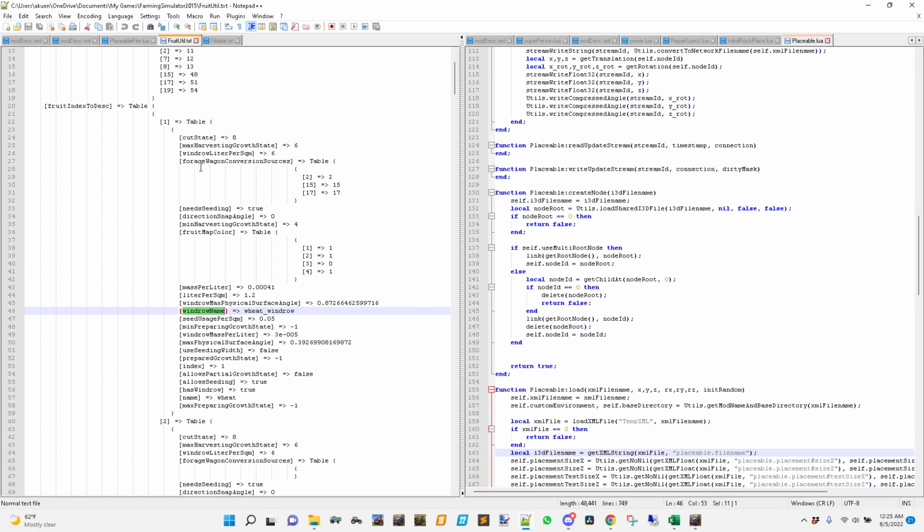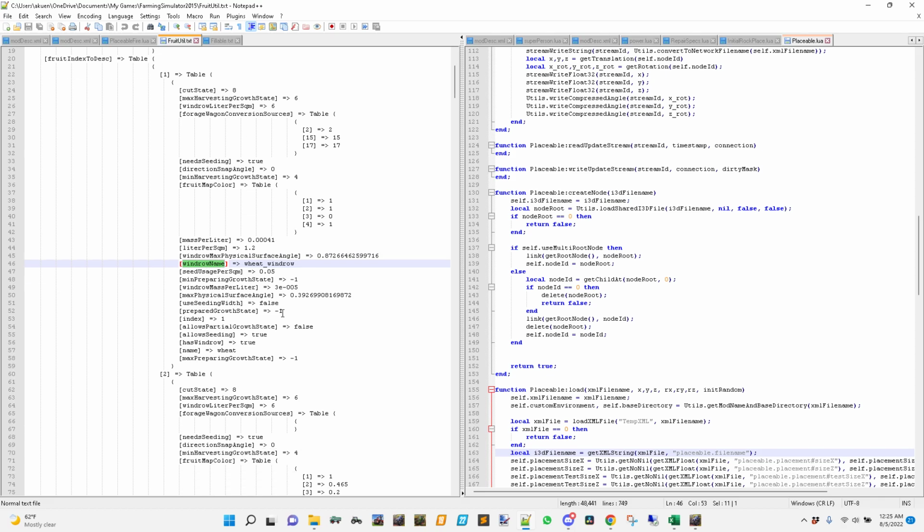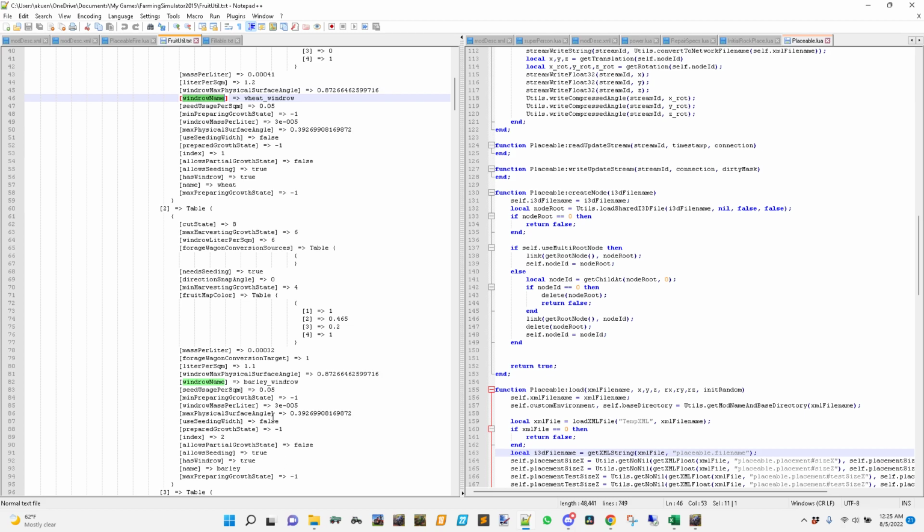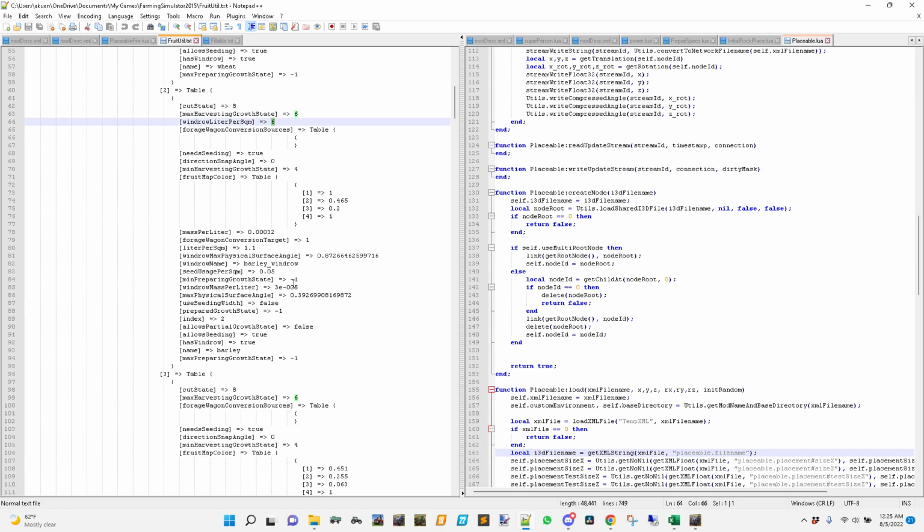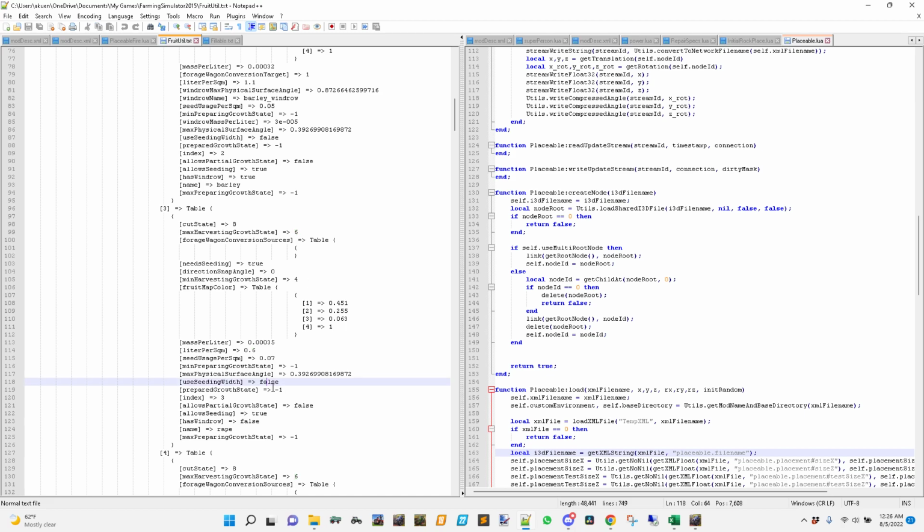I think that's pretty basic what we pull from here. And so this is just wheat. Number 2 is going to be barley. You'll see that barley's yield is slightly less than what wheat is, but the straw output is identical. 3 is going to be canola.